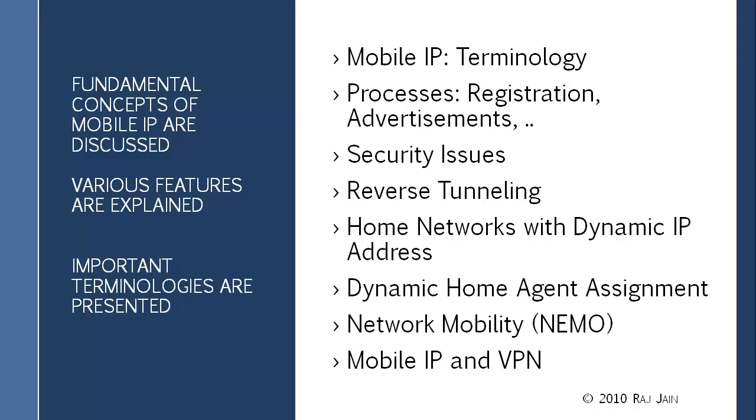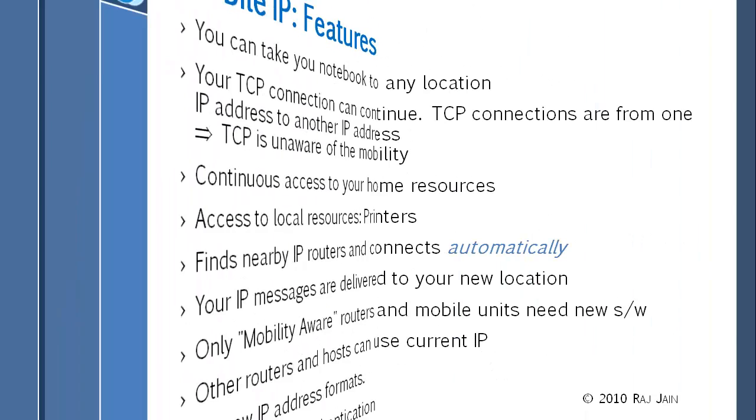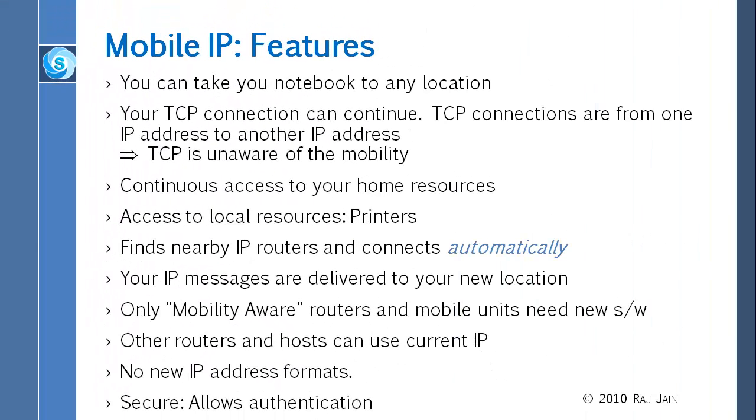So basically, in mobile IP, you have a home network such as your network here at WashU is your home network, and you go to some other university and you are able to access the WashU network, that would be your home network. So dynamic home agent assignments, and the network mobility. What happens if your whole network moves out, or moves around, and then VPN.